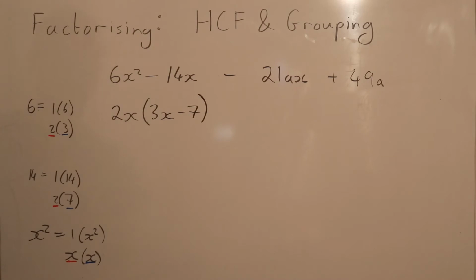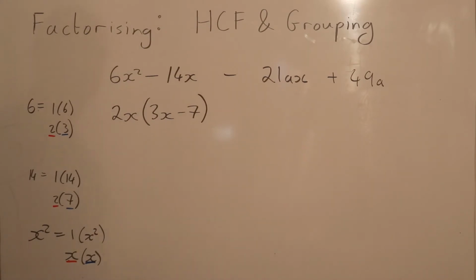You can see we're left with the 3 and the x, our blue ones, and the 7. So we can just check that: 2x by 3x, 6x squared; 2x by minus 7, minus 14x. We can do the same thing over here.